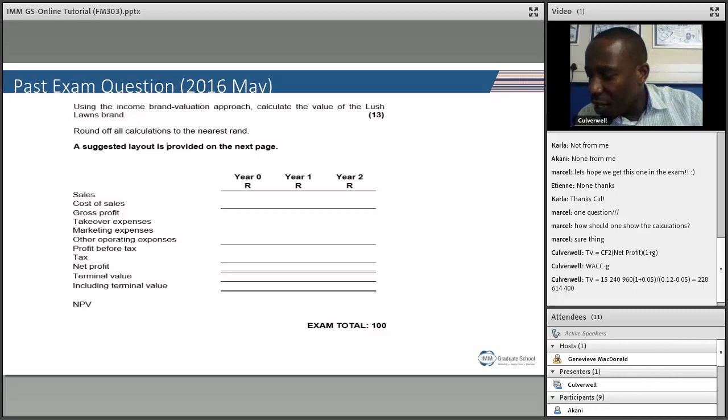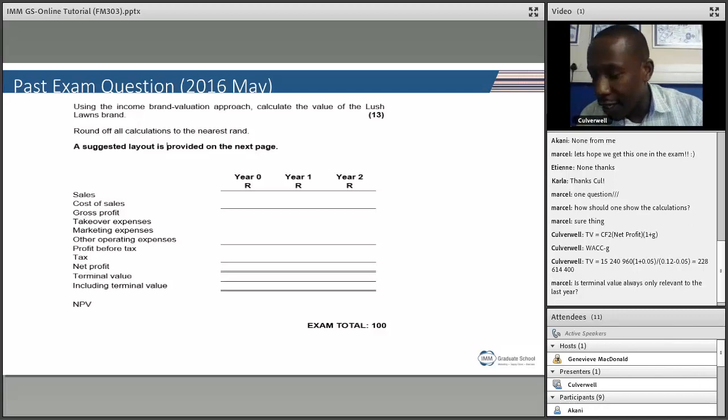But then when you move on to year 2 now, you would say, what was our net profit for year 2? 15,240,960 plus your terminal value of 228,614,400. It will then give you your including terminal value for year 2 being 243,855,360.